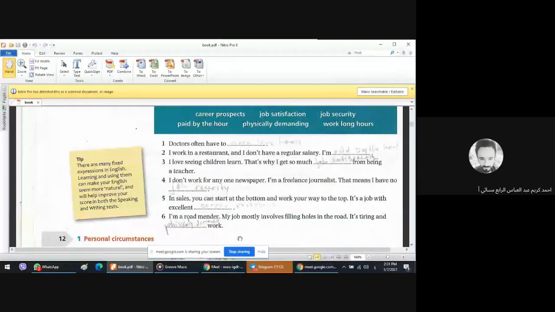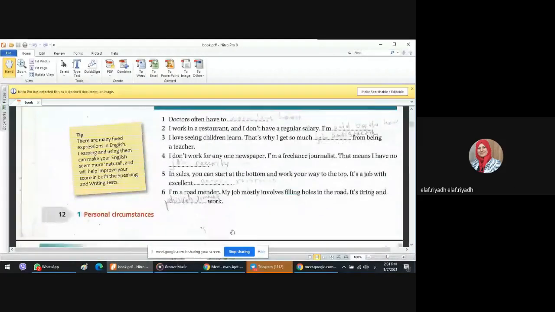I'm a road mender. My job mostly involves filling holes in the road. It is tiring and physically demanding work. Yeah, it's very good. You are right. Physically demanding. Yes, you are right. Very good. Excellent job. Thank you.